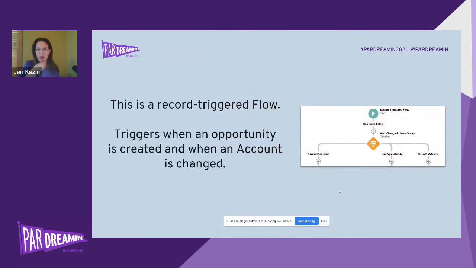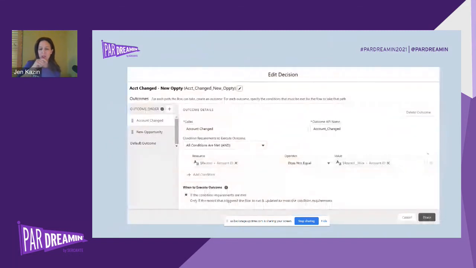So just to go into another level of detail, like I said, it's a record triggered flow, which means that this is triggered when an opportunity is created. And then it immediately launches into a decision. And so from here, the path choices are, if the account gets changed, if it identifies this opportunity as a new opportunity, and then I also have a default outcome that actually just dead ends.